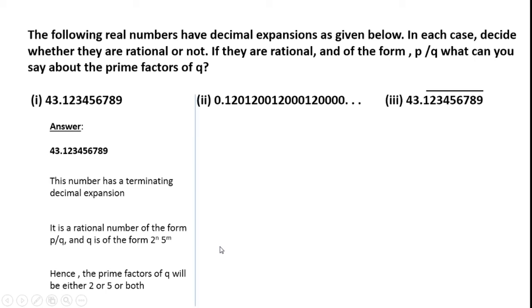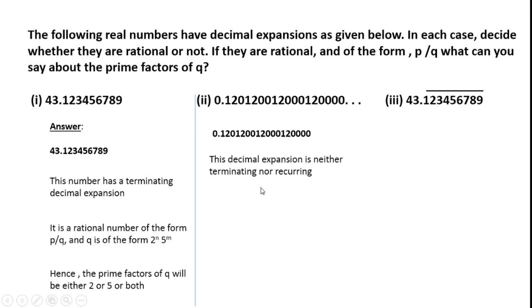The next one is 0.1201200120001200000, and it goes on like that. It is non-stopping, that means not terminating. This decimal expansion is neither terminating nor recurring. See here. Hence, we can say that it is an irrational number.